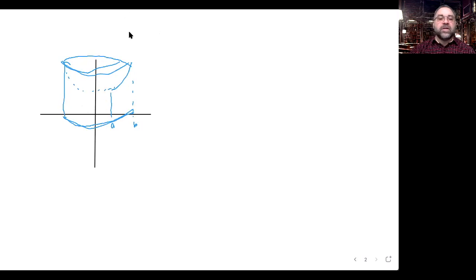When we did the shell method, again, we still show that representative rectangle in the region that you've graphed. But remember that when you revolve that around the axis now, it creates a thin cylindrical shell. So if I draw just an example of the thin cylindrical shell, it looks something like this.